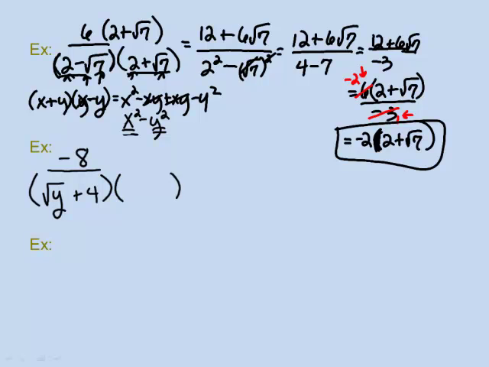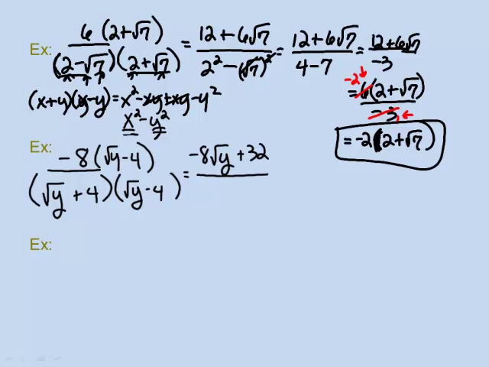So to rationalize that denominator, we're going to need to multiply by the conjugate of that denominator, top and bottom. Up in the numerator, that's a distributive property step. So negative 8 times the square root of y is exactly that, negative 8 square roots of y. And negative 8 times negative 4 is plus 32.